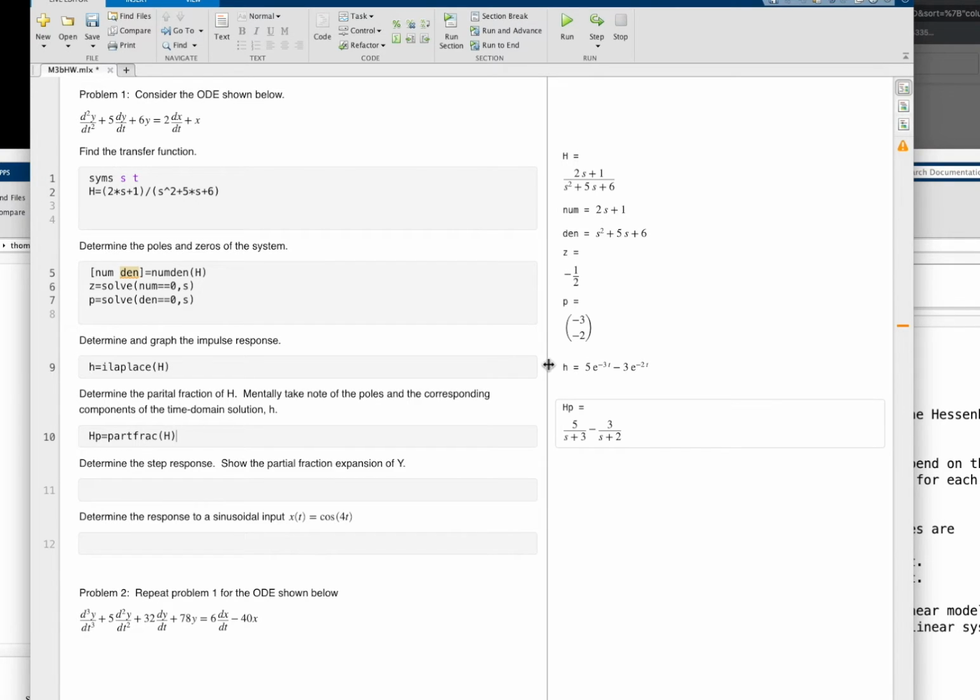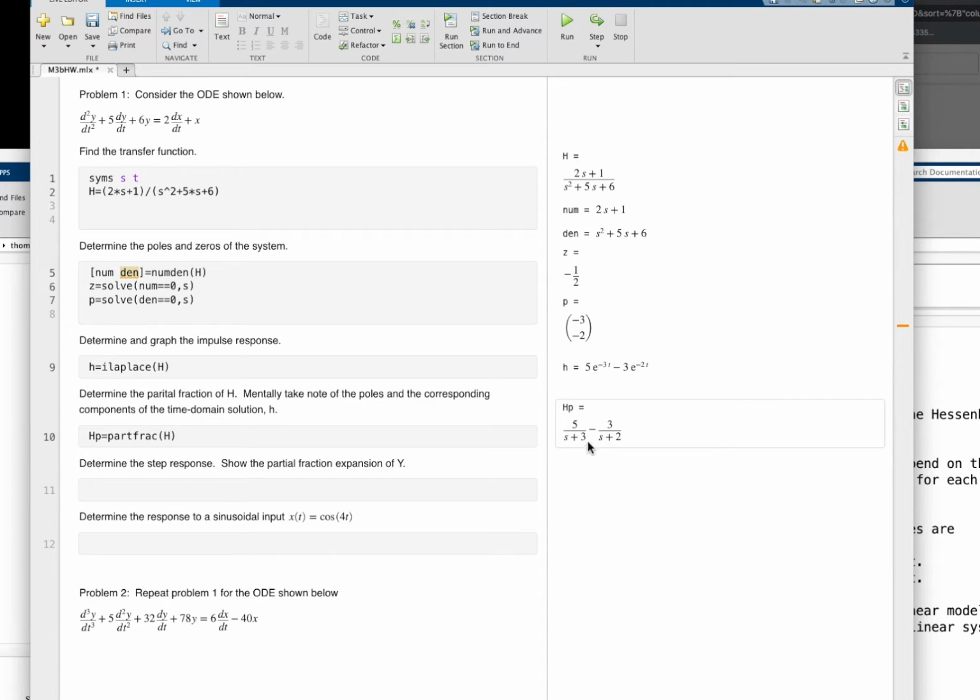So when I run that, I get HP is 5 over s plus 3 minus 3 over s plus 2. All right, so compare this to the original transfer function. I could have factored that into factors. I know what the poles are. So this would have been on the bottom s plus 2 times s plus 3 for the denominator. Okay, and so I can match this.